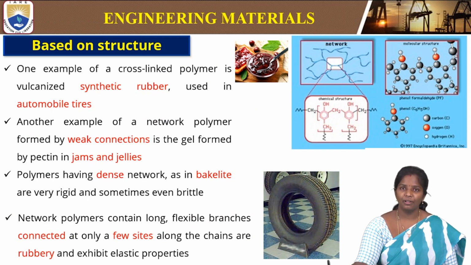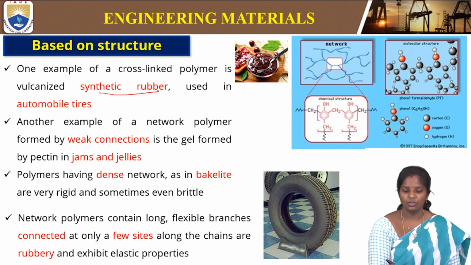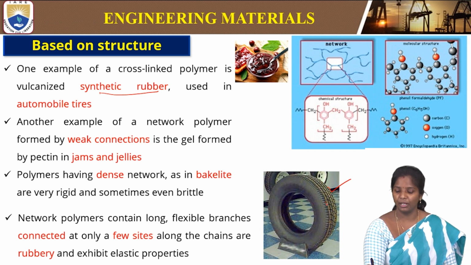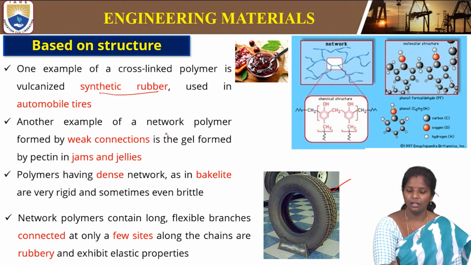One example of a cross-linked polymer is vulcanized synthetic rubber. This rubber is used in automobile tires. If you see this tire, it is tough enough to bear the wear and strain that happens during its travel. Another example is the network polymer with weak connections.